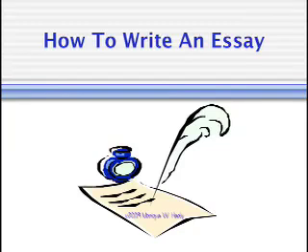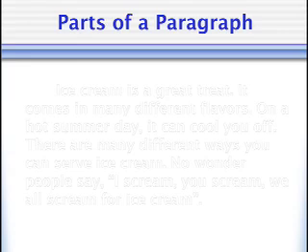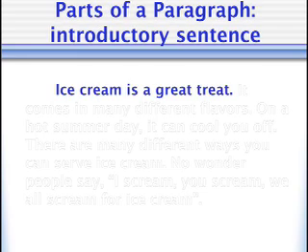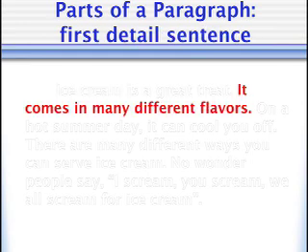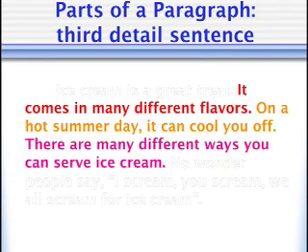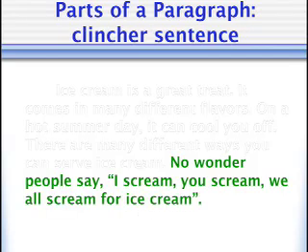This is a lesson on how to write an essay. You may recall from a previous lesson on paragraph writing that a paragraph consists of 5 sentences. First, an introductory sentence that tells you what the paragraph is about. Then 1, 2, 3 detailed sentences that explain or support the introductory sentence. And finally, a clincher sentence that summarizes the paragraph.